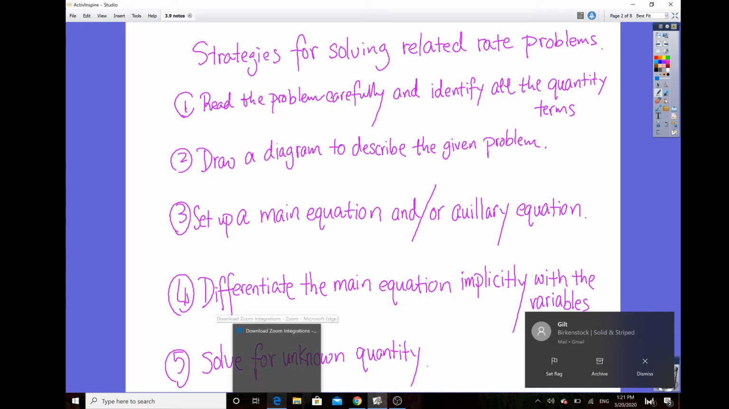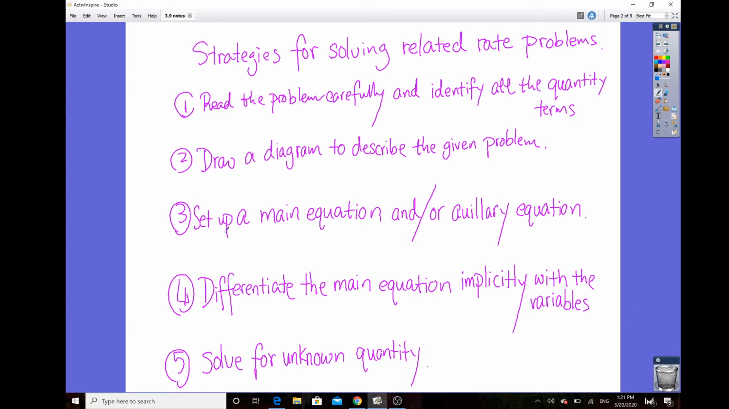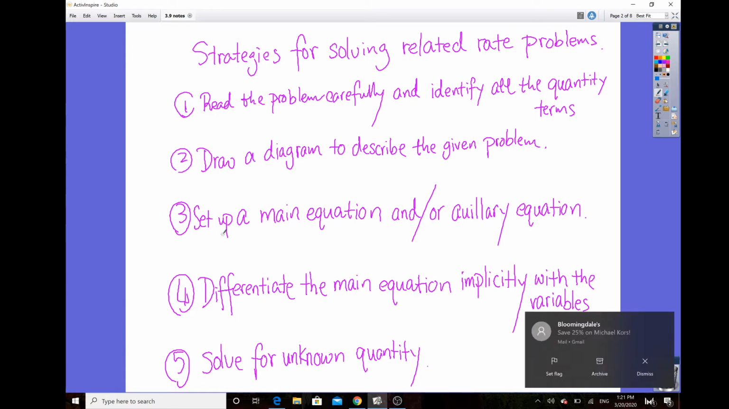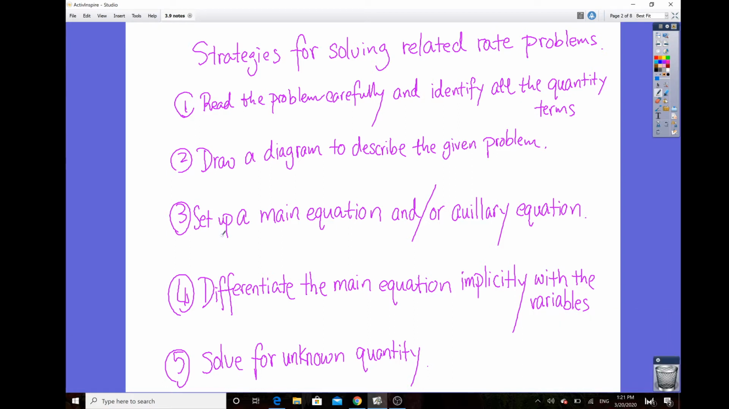So here is the strategy for solving related rate problems. Step 1: read the problem carefully and identify all the quantities. Step 2: draw a diagram to describe the given problem. Step 3: set up a main equation and an auxiliary equation. An auxiliary equation is a second equation that you use to find one variable in terms of the other variable. Step 4: differentiate the main equation implicitly with respect to the variable. Step 5: solve for the unknown quantity. We'll find out some examples in a minute.